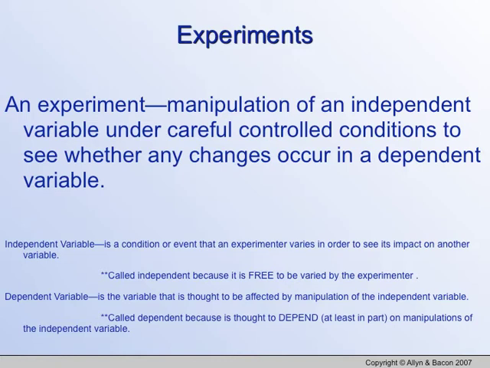The independent variable is a condition or an event that the experimenter varies in order to see the impact on others. Okay, so it's called independent because it's free to be varied by the experimenter. The experimenter controls the independent. The dependent variable is the one that's affected by the manipulation of the independent variable. Okay, dependent relies on the independent. Independent's controlled by the experimenter.